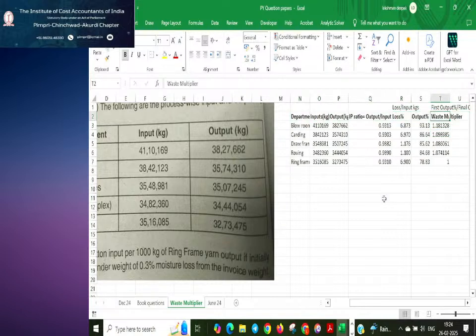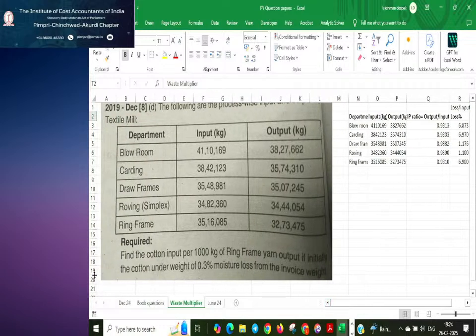But why have I calculated this waste multiplier? If you look at the question, what are they telling? They are talking about cotton input. In which department would the cotton input have happened? First department, the blow room. How much are they giving the input as? 1000 kgs, right? And what happens? Cotton underweight moisture loss, they have given 0.3 percentage from the invoice weight. Find the cotton input per 1000 kg of ring frame yarn.